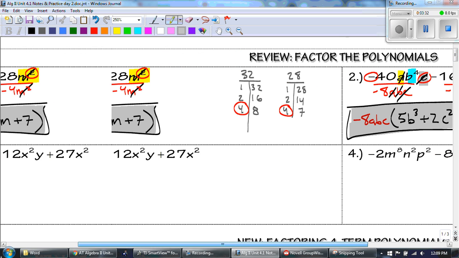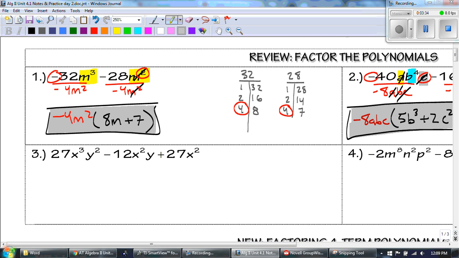Right. Number 3. Now, between 27, 12, and 3, do you guys know what it is? Yeah, it's 3. Now, they all have x's, and the smallest one is x squared. Now, do they all have y's? No, so I can't do it.